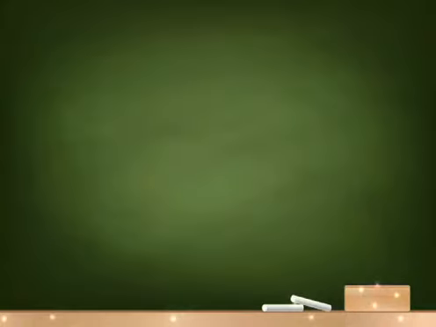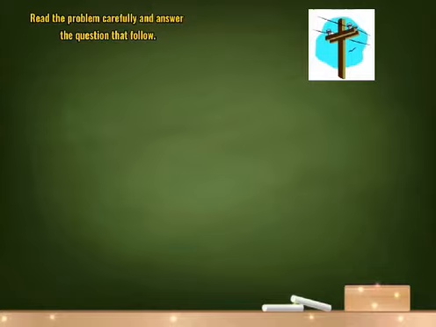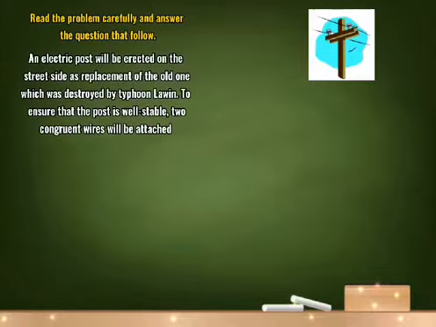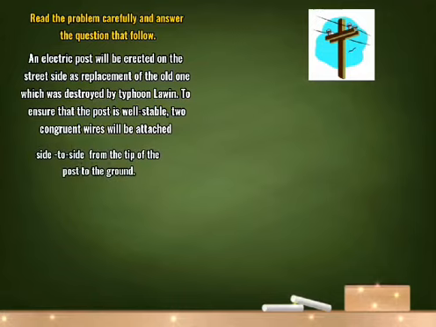Let's have the application. Read the problem carefully and answer the questions that follow. An electric post will be erected on the street side as a replacement of the old one which was destroyed by Typhoon Lawin. To ensure that the post is well stable, two congruent wires will be attached side to side from the tip of the post to the ground.